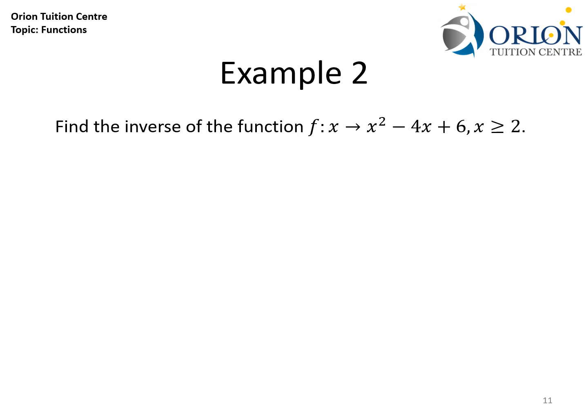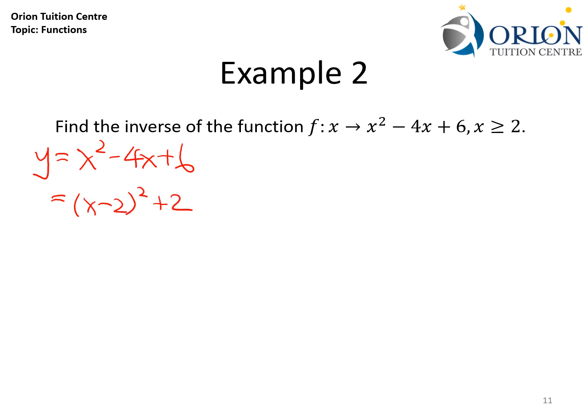Example 2 requires us to find the inverse of a quadratic function. For quadratic functions, in order to find the inverse, we first have to perform completing the square so that we are able to rearrange the equation. Let's find out how. First, let y equal f(x). So we have y equals x squared minus 4x plus 6, and we can complete the square to get (x minus 2) squared plus 2.